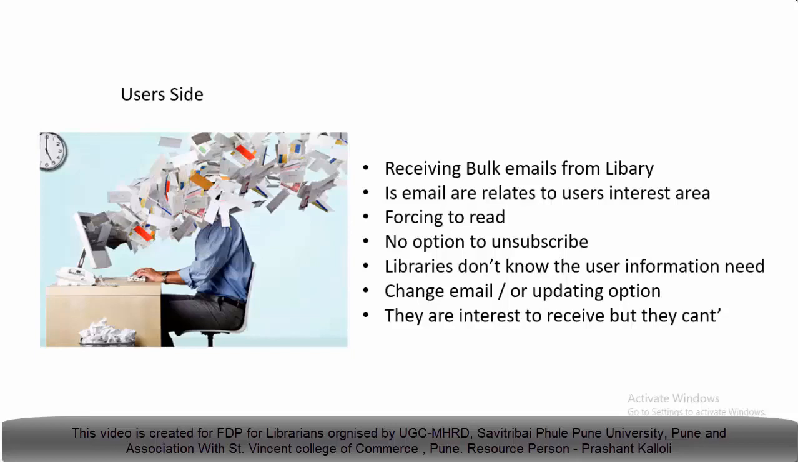Now the most important thing is, first, do these emails really relate to their information requirement? Sometimes we send science book details to social science students. That is a big question of utilization. Second, forcing to read. Yes, we are forcing users to read our emails because by choice they are not receiving the mails. We collect their emails without informing them and send any type of information. We don't know whether they need it or not, but we are sending the information. That means we are forcing them to read.